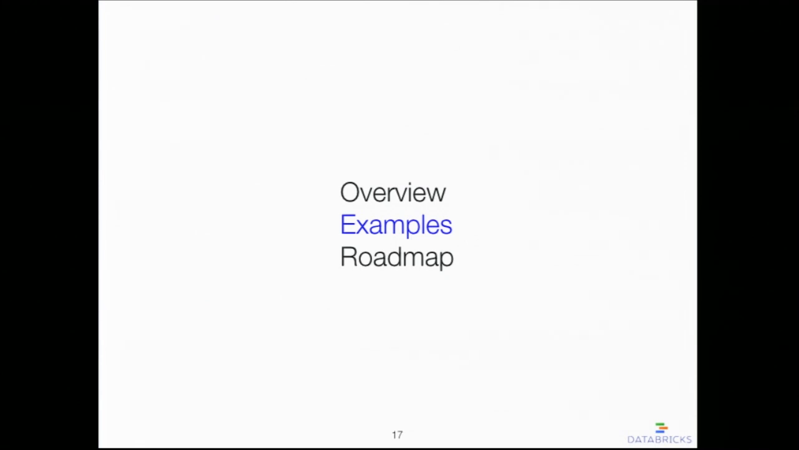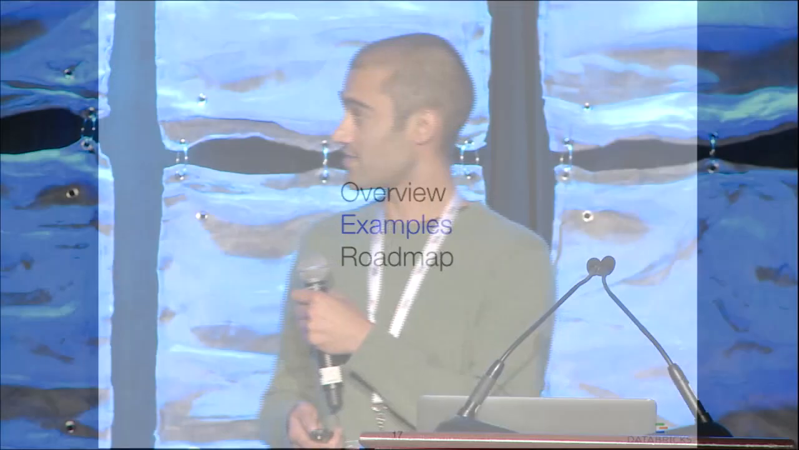OK, so that's a rough overview of where we are today with MLlib. I'd next like to show you some examples of how you can actually use it. These examples are going to be focused on k-means and collaborative filtering. Before showing the examples, I'm going to give a very quick tutorial on how each of these algorithms works, just to make sure we're all on the same page.